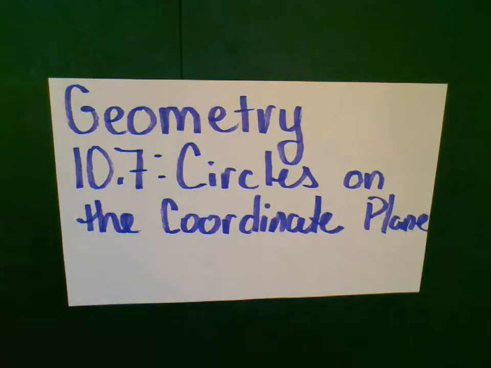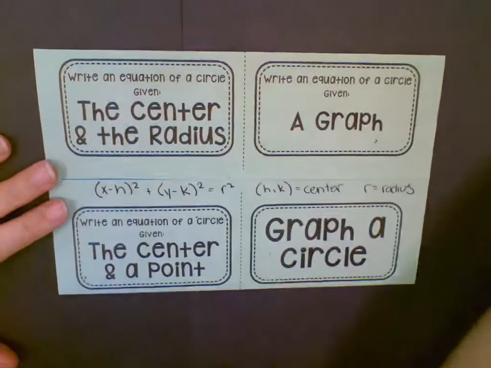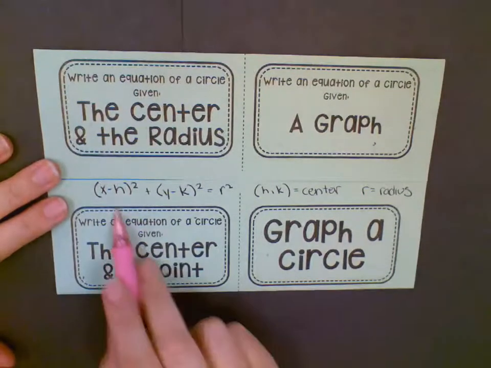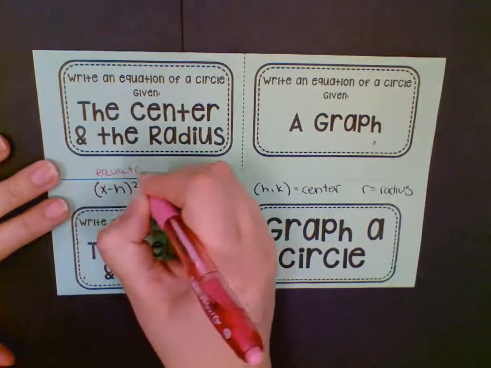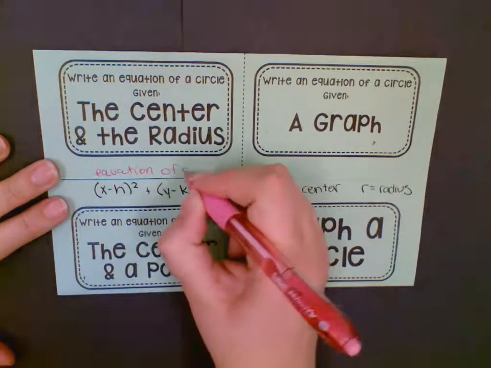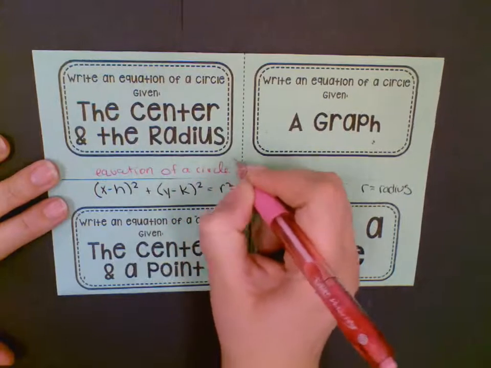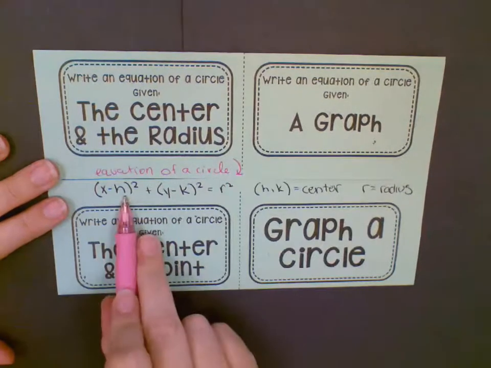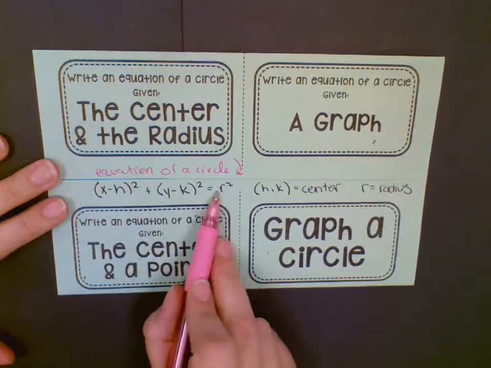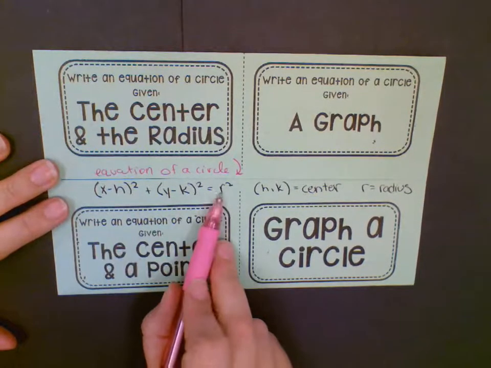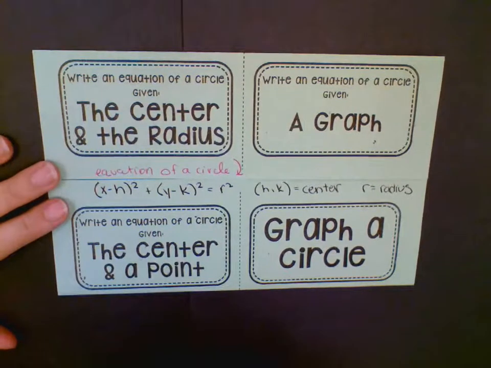Hi everyone. In this lesson, we are learning how to graph circles on the coordinate plane. On the front of your folder, there are a few things I want you to write down. The equation of a circle looks like this: (x - h)^2 + (y - k)^2 = r^2. I know this looks a little confusing, but it's not.